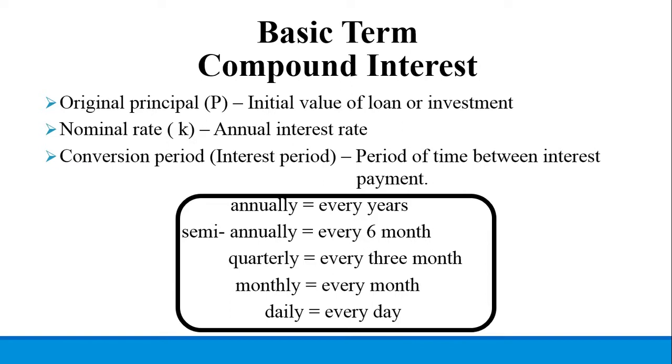But first I will explain the basic terms you need to understand. Original principal, which is P, the initial value. Nominal rate is the annual interest rate. We call the nominal rate by the symbol K, for the annual interest rate.